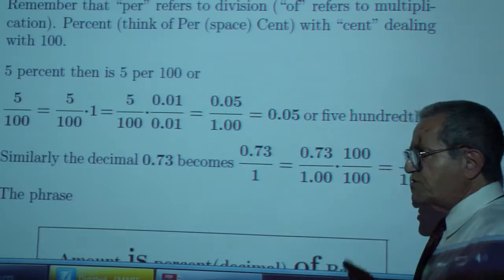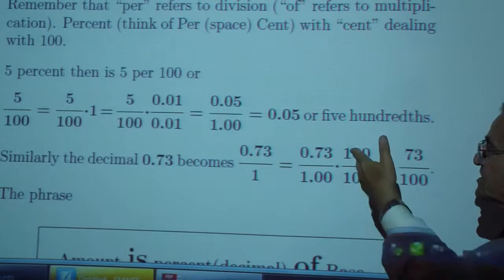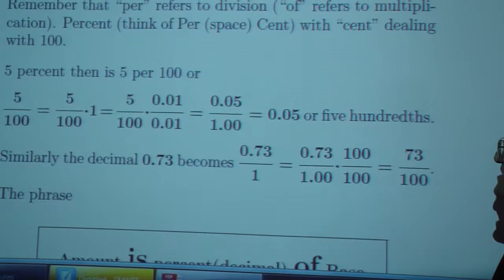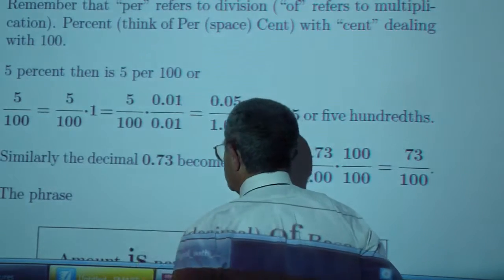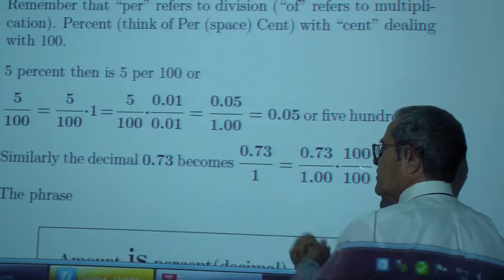The trick is, when do you know to move to the right or the left? This is the way I debug myself. I make the denominator 1. I make the denominator 100.